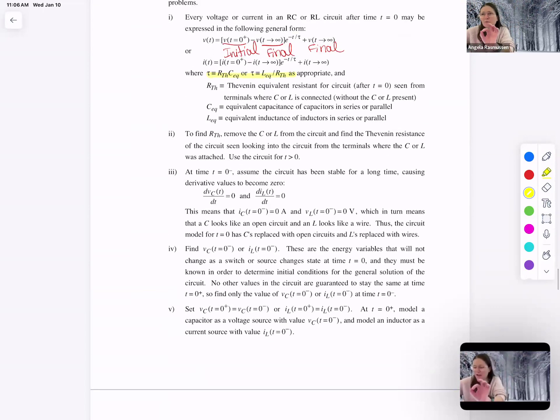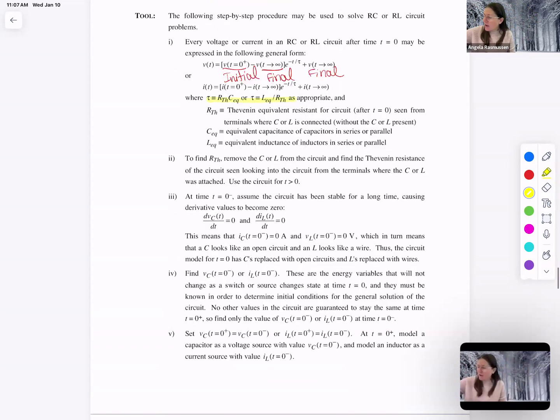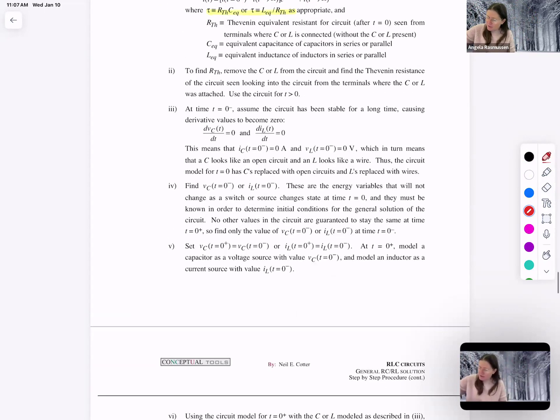So the key here is, when do you determine the initial value? And when do you determine the final value? Those are going to be the keys of what you're going to try to find. Because once we get a final value and initial value, then we can calculate tau. And tau is going to be done by finding the Thevenin resistance of the circuit. And so those are the 3 things that are going to need to be found. Once you find those, then you can just plug them into the general form equation. But it's tricky to find those sometimes. So let's go through some examples. The thing to remember is that the initial time is going to be at 0 plus.